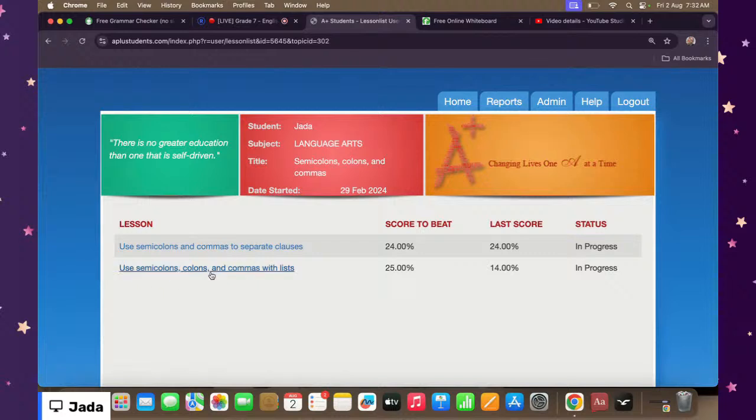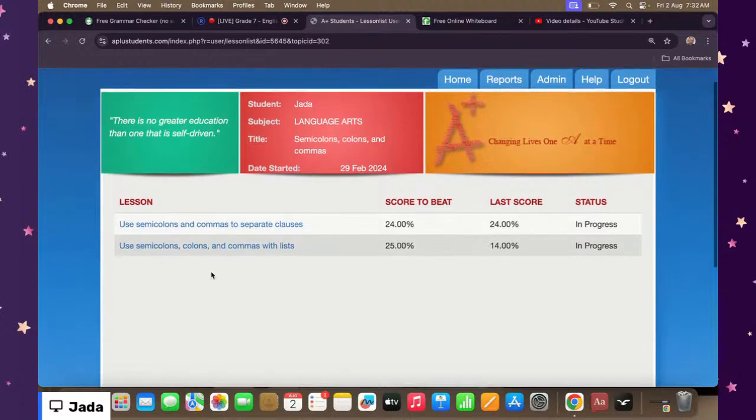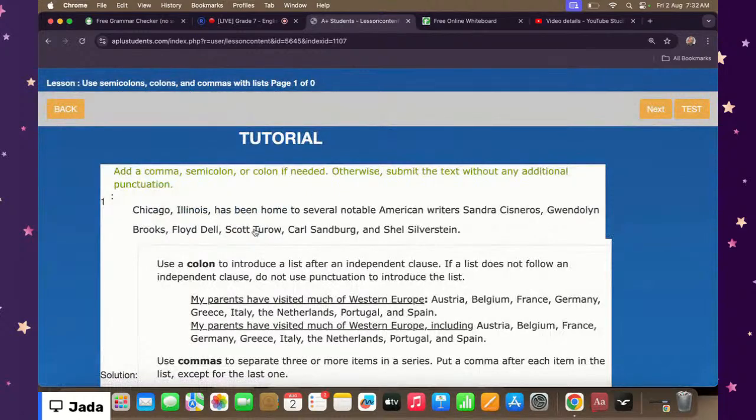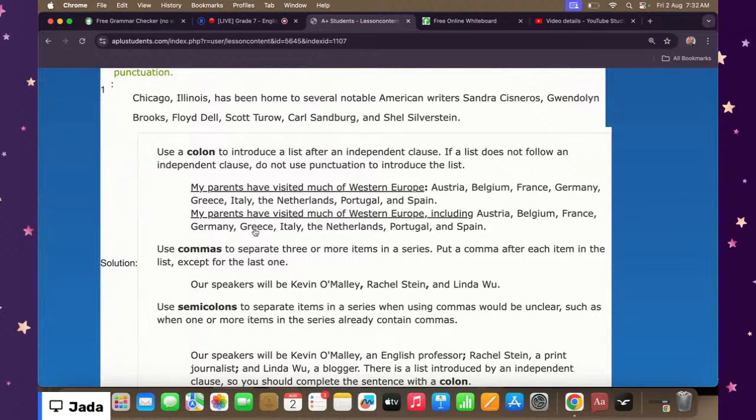Use semicolons, colons, and commas with lists. So we're using this one with lists. Use a colon to introduce a list after an independent clause. So, how do you use colons? Introducing the list after an independent clause. If a list does not follow an independent clause, do not use punctuation to introduce the list. So, if the list does not follow an independent clause, do not use any punctuation.